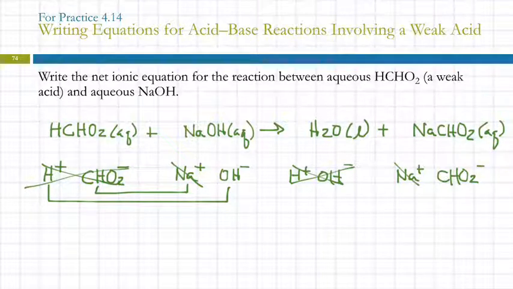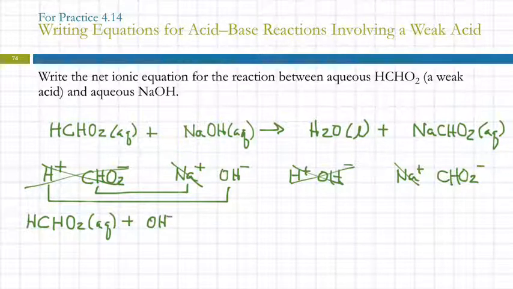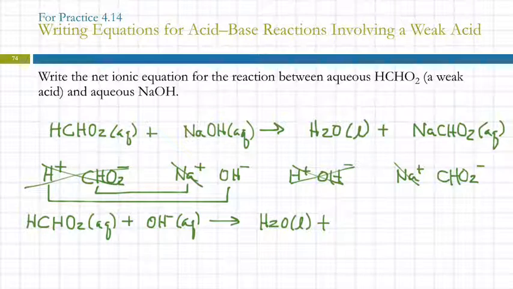So get rid of the spectators, and then we're going to write down what's left. So we have the weak acid. And then we have hydroxide ion. That's to make water. And CHO2. Any questions?